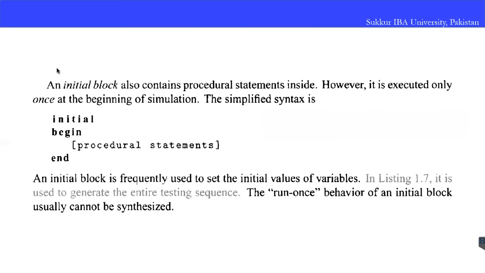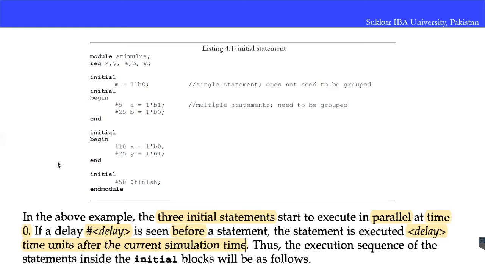How do we use it? This is one of the templates of the initial block. This is the initial statement, and assuming there are many procedural statements, we have grouped them using begin and end. If there is more than one procedural statement, we have to group them using begin and end. So let's go to the example. This is the example where we are using all kinds of variations of initial statements. There are four initial statements here: first, second, third, and fourth.